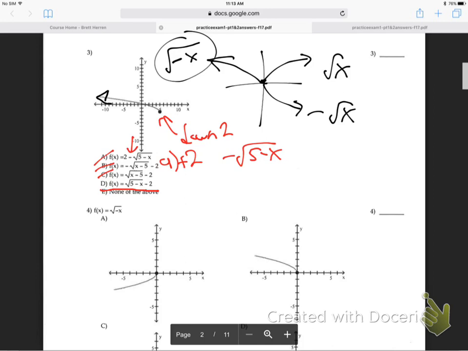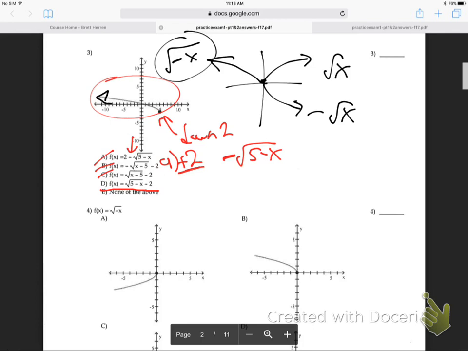So it's not A, because he's got a +2. That'd be up 2. And he has a negative on the root. That'd flip it down, and it's not flipped down. This thing's going up. So it's not A. So look, it's either D or E. So far, so good. Now, it could be E. As you see, there are some none of the aboves on this test. But how do we know it's actually D?